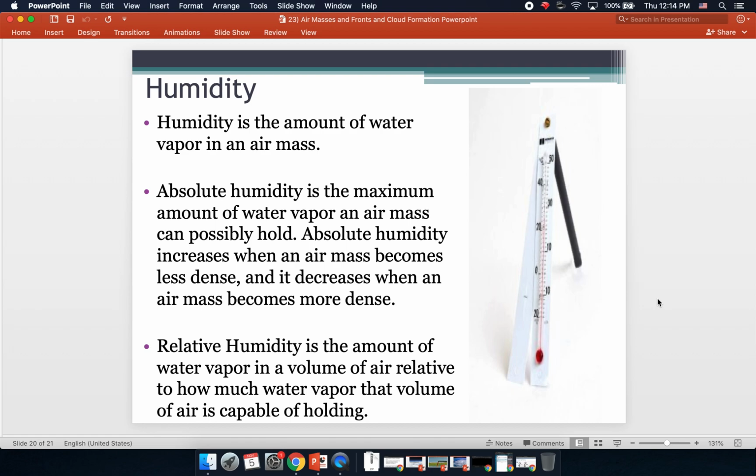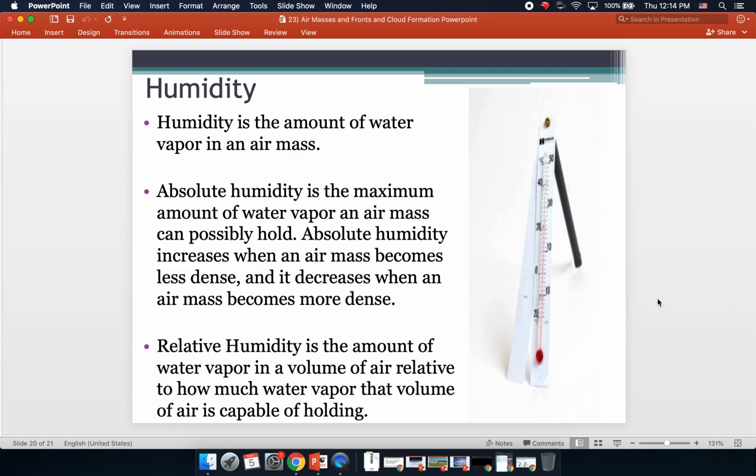All right, so on to humidity. Humidity is the amount of water vapor in an air mass. We have two types of humidity: absolute humidity and relative humidity. Absolute humidity is the maximum amount of water vapor an air mass can possibly hold. It's like a sponge. A sponge can soak up water, but a sponge can only hold so much water. You can't hold any more than its capacity.